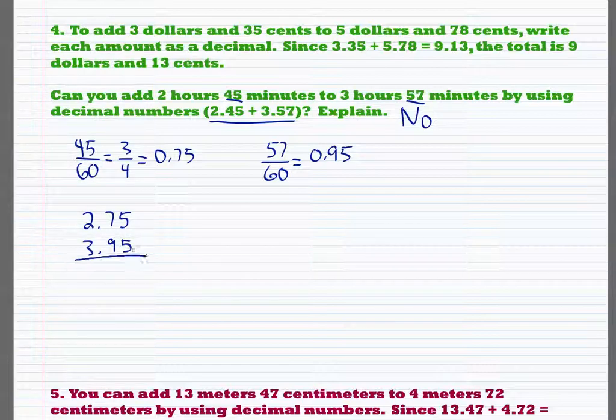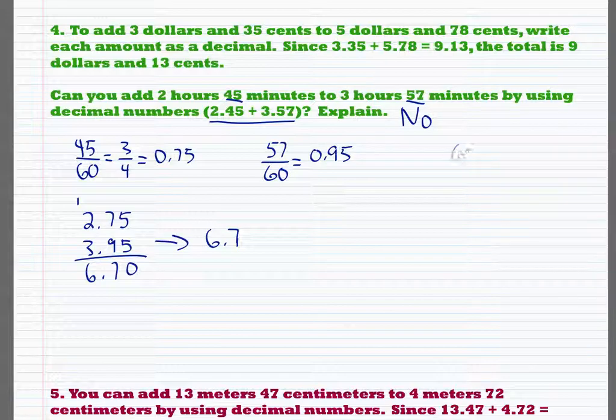Now if I add these together, this would have given me a 0, 9 and 7 is 16, plus the 1 from here is 17, carrying a 1, and that gives me 6. So the answer to this question right here is 6.7. So that means 6 7/10 of an hour.